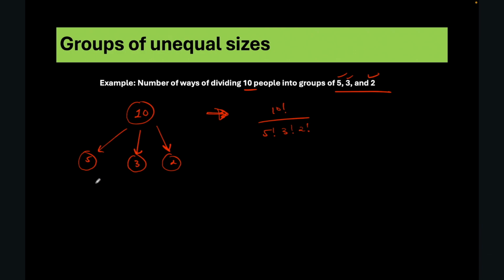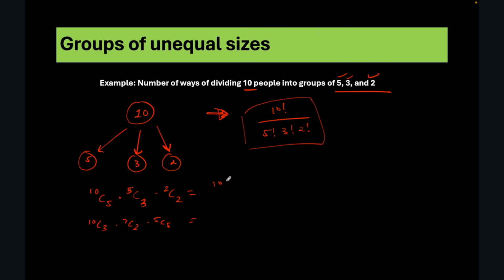Now let me show you how we get it. Let's say we have 10C5, then 5C3, because once we select these 5 people, we have 5 more remaining, and we have to make a group of 3. Then we have 2 remaining for 2. You can really do this in any order. You could do 10C3 first, then 7C2, and then 5C5. Both ways, you're going to get the same answer.